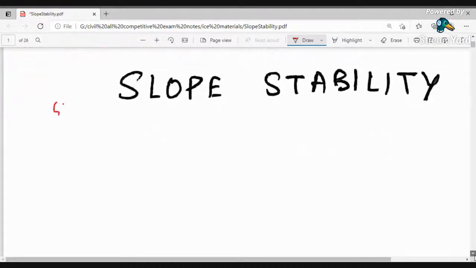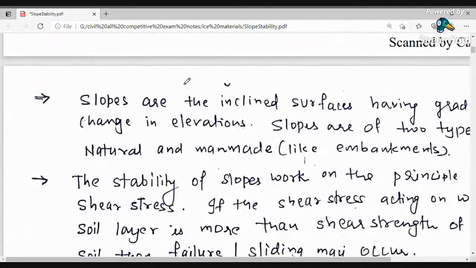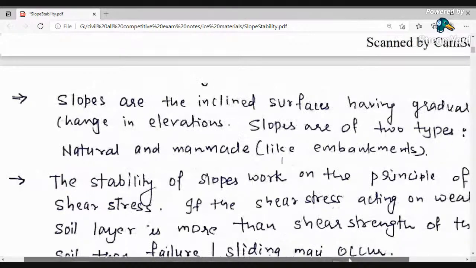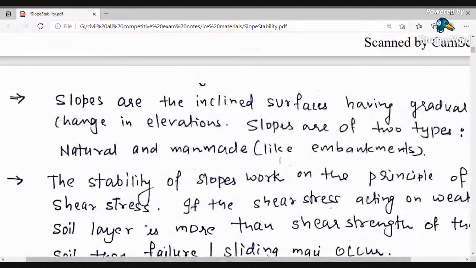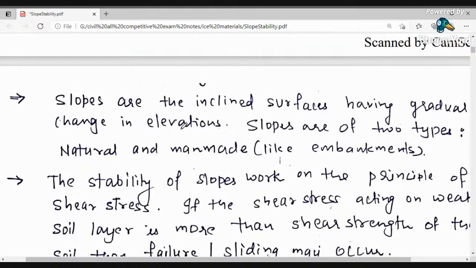So what do we actually understand by slope stability? Slopes are basically inclined surfaces having a gradual change in elevation. Slopes are of two types, natural and man-made slopes. So there are two types of slope, one is natural, another is man-made slope, right?